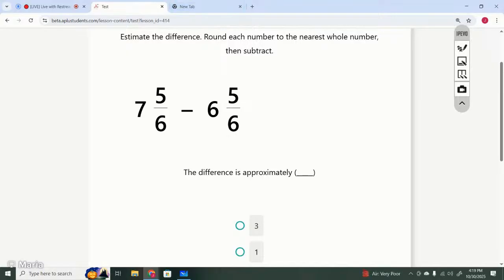Okay, 7 whole 5 by 6. You are here to learn, right? No one is answering the questions I'm asking. So stop chatting. 7 whole 5 by 6 minus 6 whole 5 by 6. Which is the correct option?